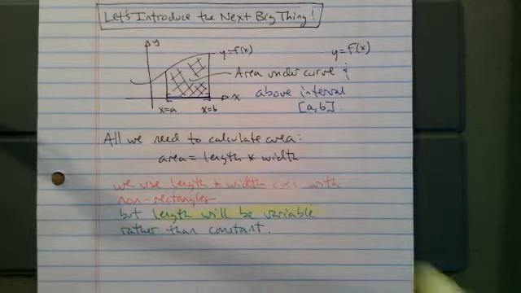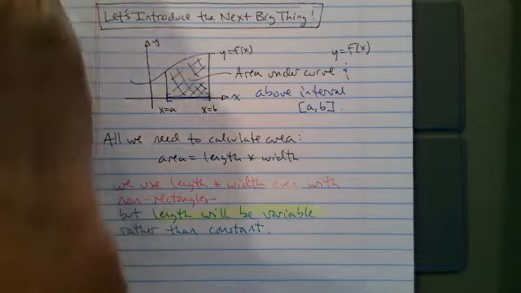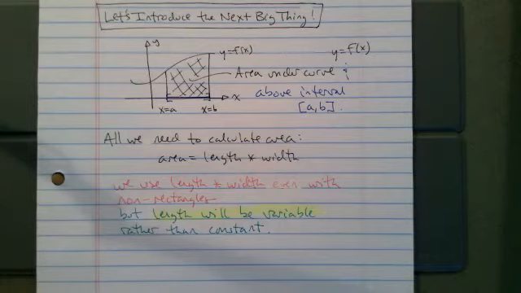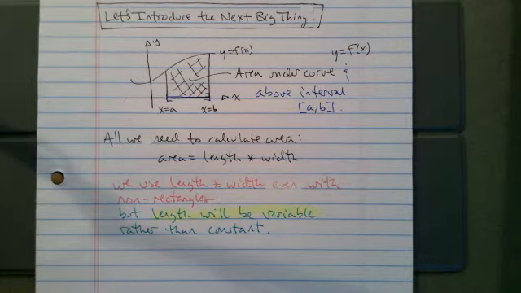And that's what we want. We want to think of the length as being variable rather than constant. Once we can figure out how to multiply that variable length by the width, then we'll be able to calculate areas always using length times width. Any questions?